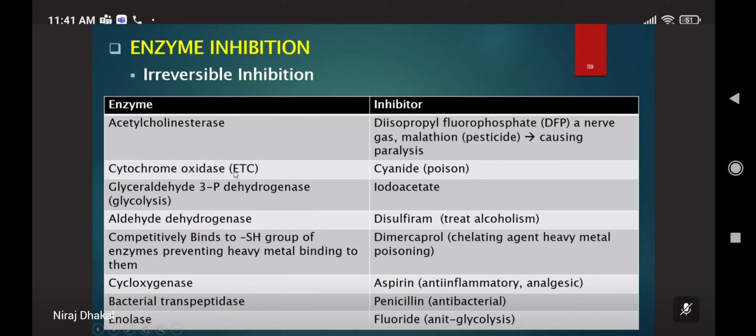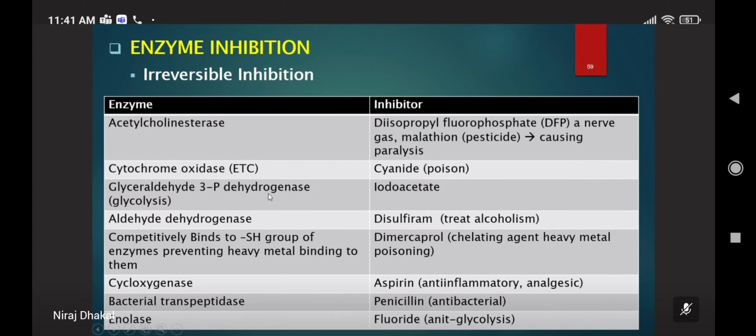Another is cytochrome oxidase. It is the end enzyme of the electron transport chain and it is poisoned by cyanide. And the binding of this cyanide is permanent, so the whole respiration will stop. I mean, the person dies immediately.